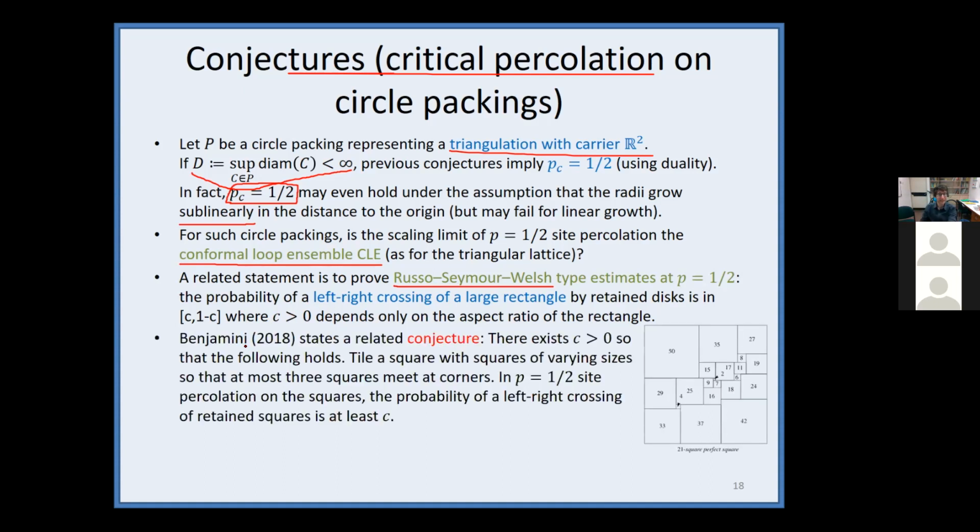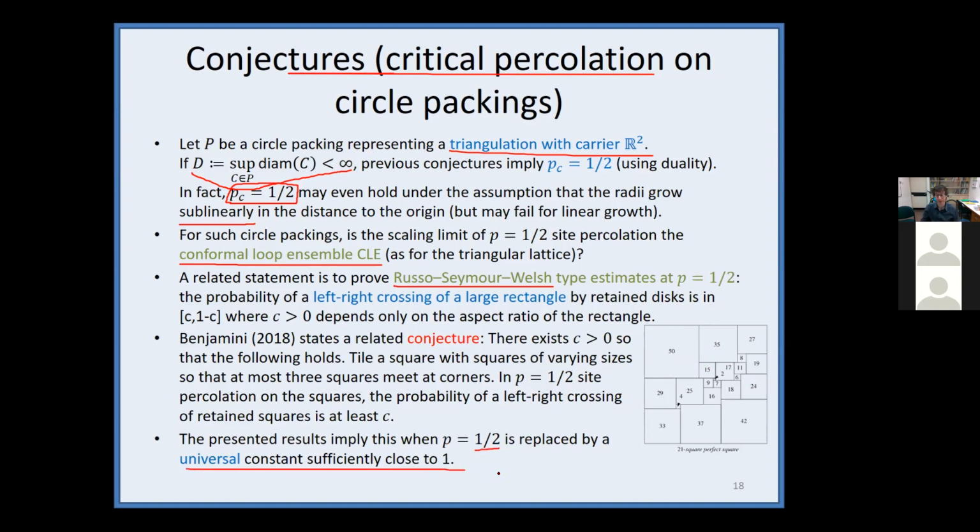And indeed, Benjamini stated a very related conjecture. He discussed not circles, but squares. So he said, if you have a square that's packed with squares in such a way that it forms a triangulation, so no two squares touch at one, and no four squares touch at a point, then in 1/2 site percolation, you have some uniformly bounded chance for a left-right crossing. That is a conjecture of Benjamini. The results that I showed you imply this conjecture, but not at 1/2, but at some universal constant sufficiently close to 1. Okay, this is all I had to say.